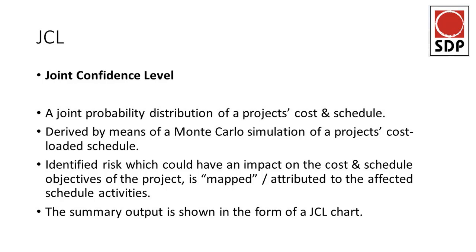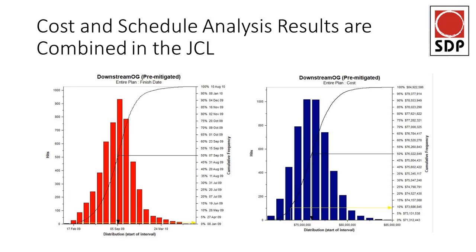So it's derived by means of Monte Carlo simulation from a project cost-loaded schedule that's also got a risk element overlaid on top of it, where your discrete, project-specific, and systemic risks are mapped to the activities that are affected by the risk or the uncertainties. And if you go to the next slide, you'll see that the summary output is typically shown in the form of a JCL chart.